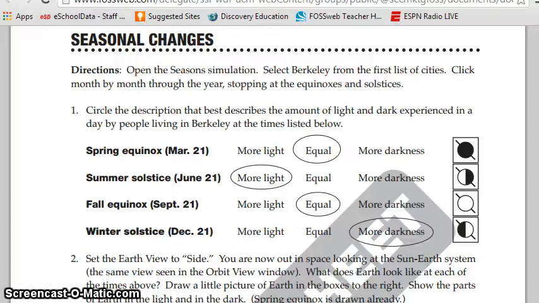Okay, we've been talking about seasonal changes the last few days. Here's one of the worksheets that we went over in class. As we started looking at this worksheet, it's talking about the different seasons. We see the spring and the fall equinox, and with those we would expect equal hours of daylight and equal hours of darkness. Obviously with our summer we expect more hours of light, and in winter we expect more hours of darkness.